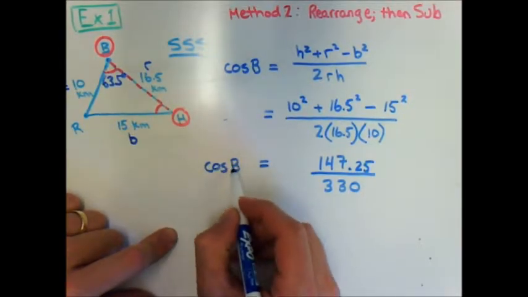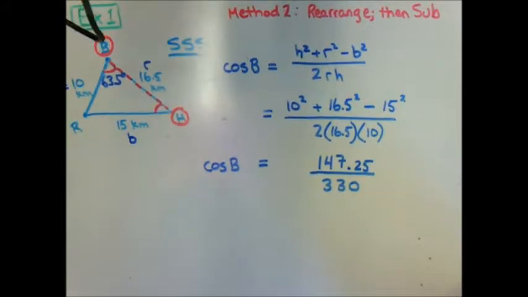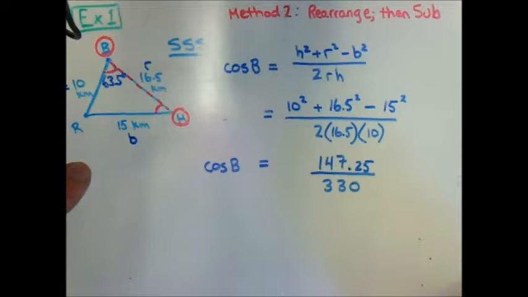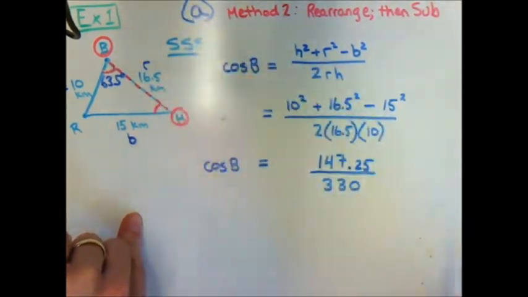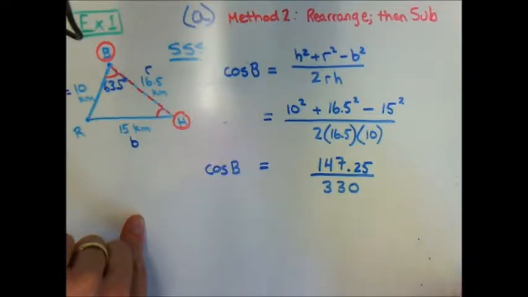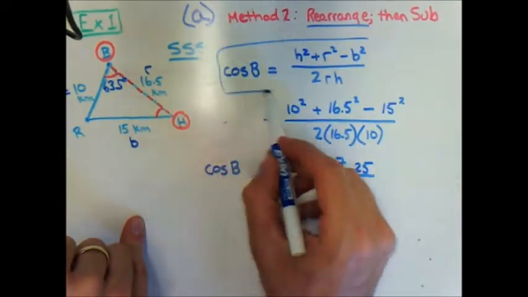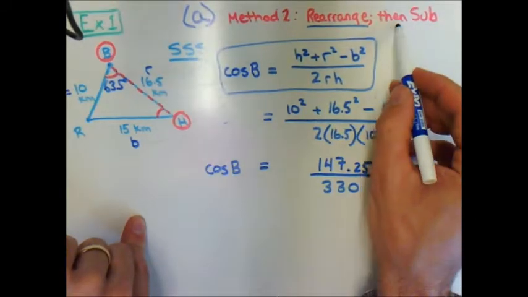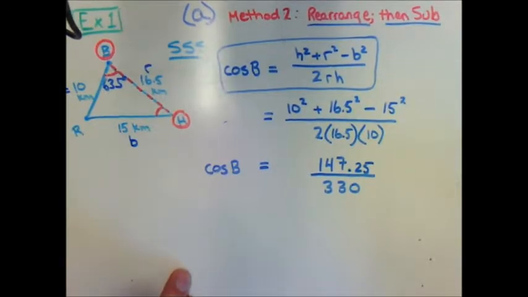What are we doing right now? We're doing method 2 for solving for angle B. So we're still doing A, but we're using a different method. This time we're rearranging the cosine law to make it look like this, and then subbing it in. We're not really double checking, I'm just showing you that it can be done 2 different ways, and on your homework you can choose the way that suits you best. Okay?